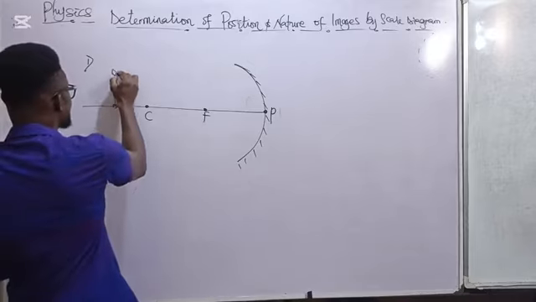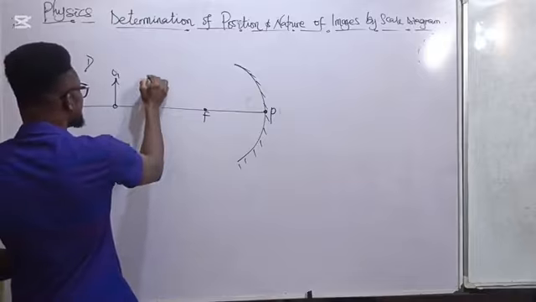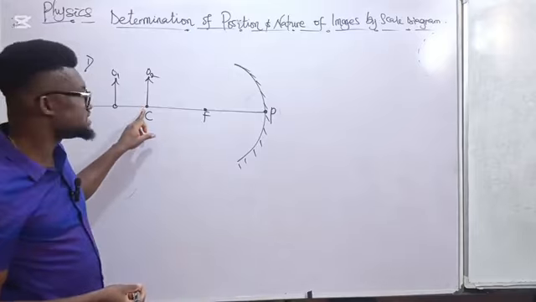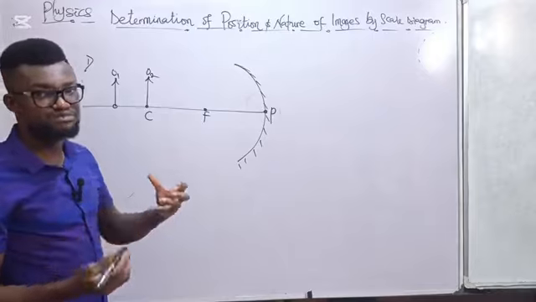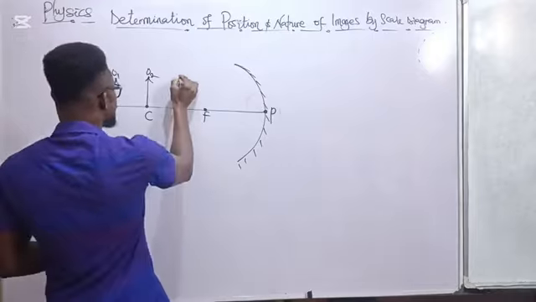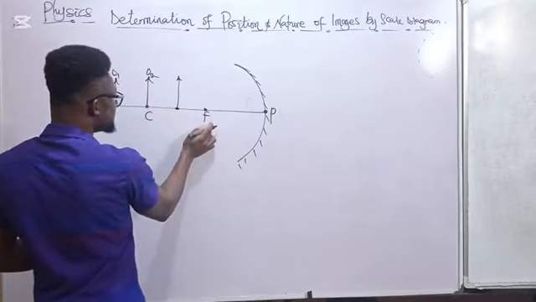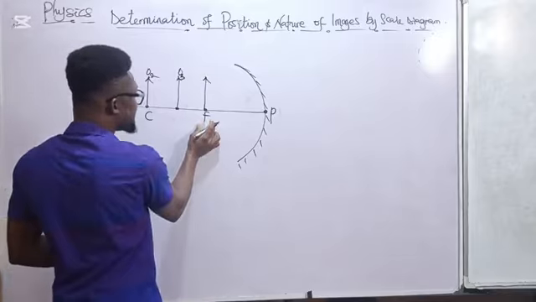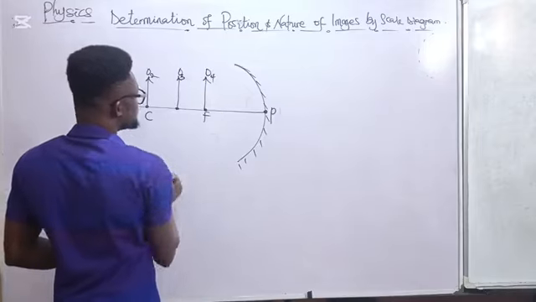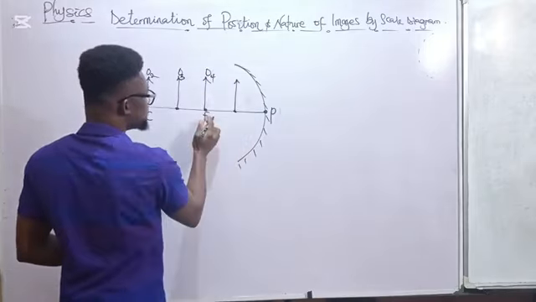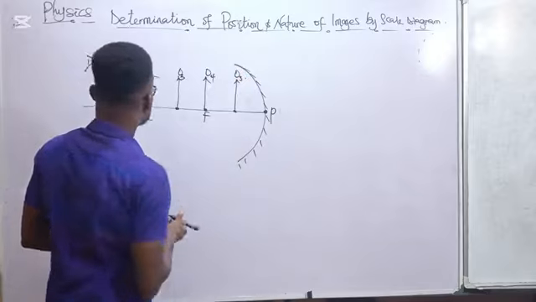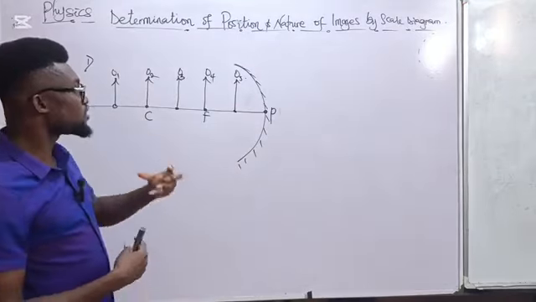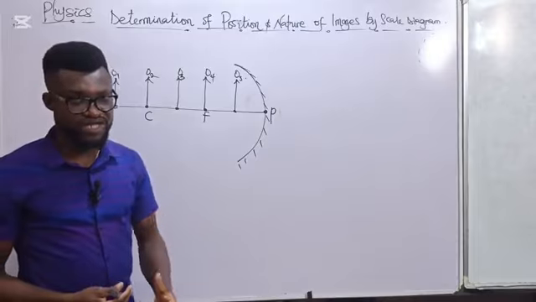So let's say that this one is object 1. Then the object can as well be seen here, object 2, at the center of curvature. What will be the position of the image? The object can as well be seen here, which is between C and F. The object can be seen at the principal focus. Then the object can as well be seen between F and the P. The position of each object here will also affect the position of the image.